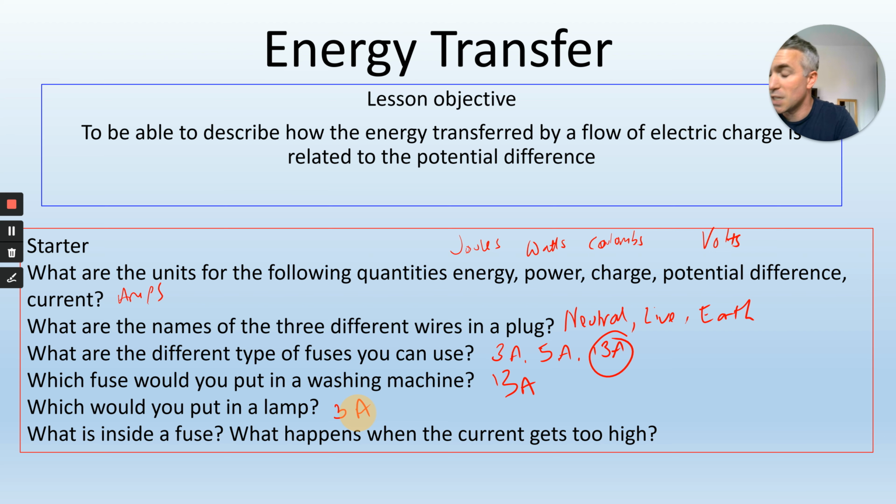What is inside a fuse? And what happens when the current gets too high? Inside a fuse is just a wire, like this. So it looks like that. And you've got the casing. When the current gets too high, the wire just snaps, breaking the circuit. Well, it doesn't snap, it melts, and that breaks the circuit, meaning no more electric current to your device.